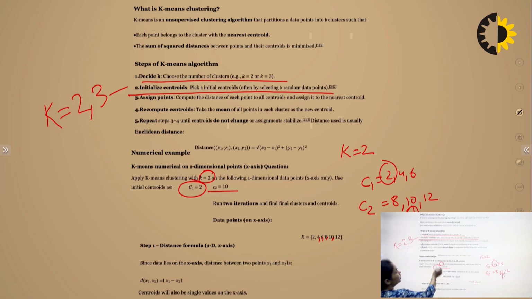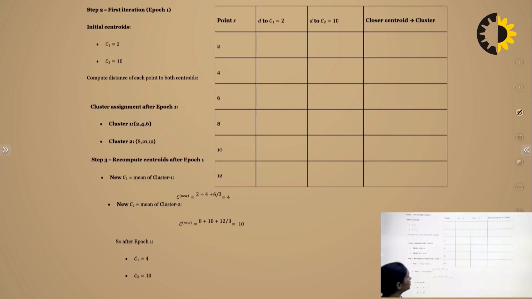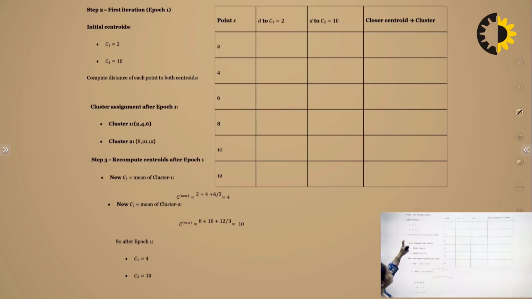Now we need to find out the distance. I will make a table like this here, and we will find out which centroid is nearest to each element. So initially C1 is 2, C2 is 10.